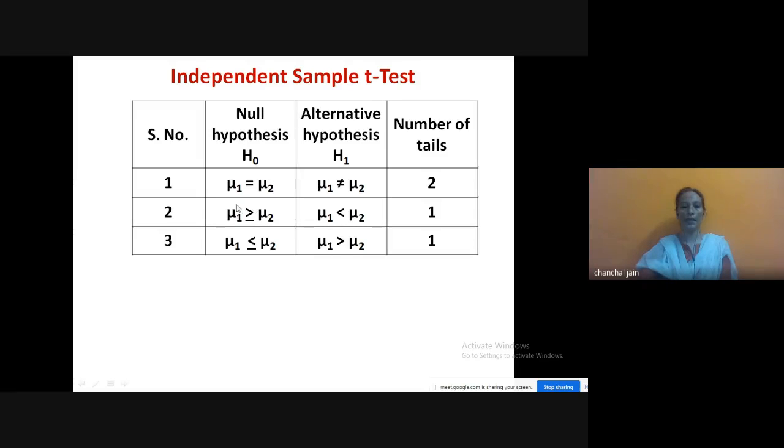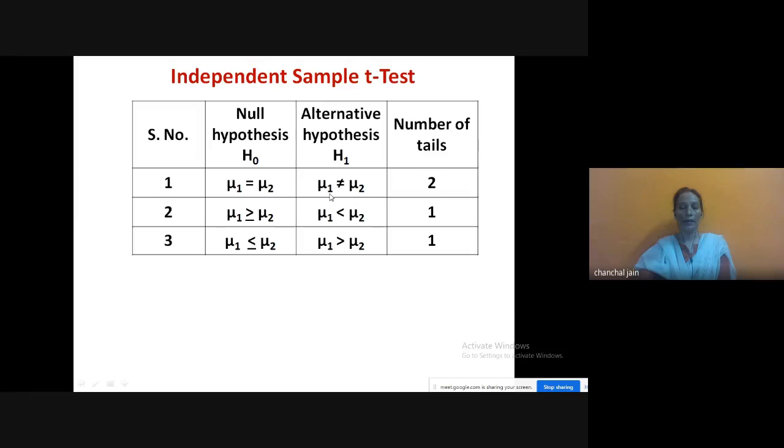So you can say this is the null hypothesis. Alternatively, you can say mu1 is not equal to mu2, means the first group mean is not equal to the second group mean. And when you are stating the alternative hypothesis in the non-equal form, in that case there are two tails involved.